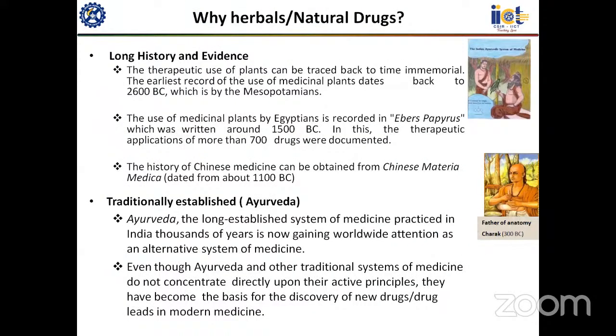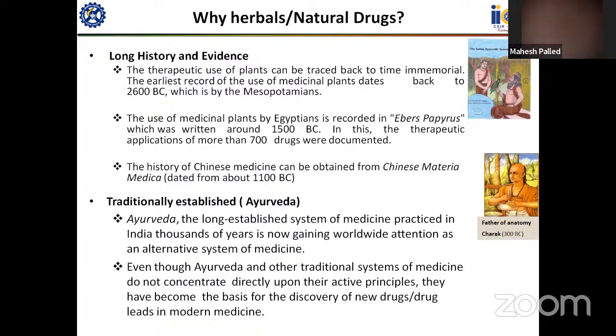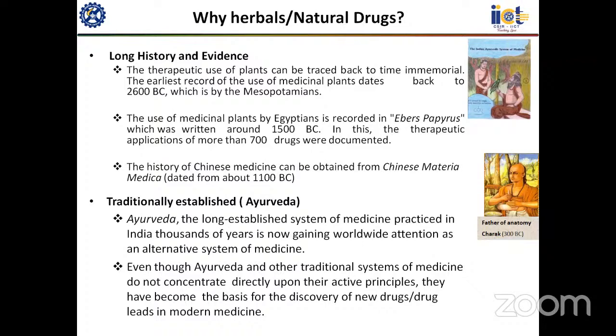Why plant-based drugs? Because plant-based drugs have evidence of a long history. We can trace the utilization of plants almost to 2600 BC, as reported for the Mesopotamian civilization, followed by the Egyptian civilization, recorded at 1500 BC. At that time, almost 700 drugs were documented in the Egyptian pharmacopoeia, Ebers Papyrus, followed by the traditional Chinese medicine system, Chinese Materia Medica, which can be traced back to 1100 BC. And these are traditionally established systems, like Ayurveda.